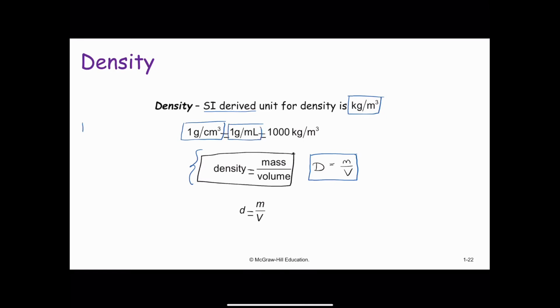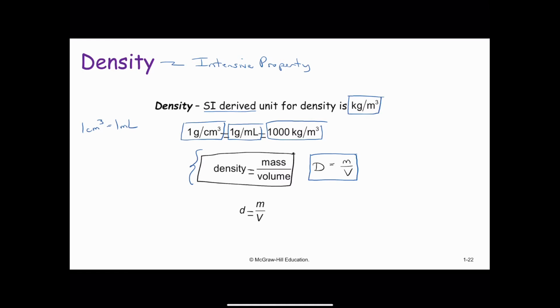And since 1 centimeter cubed is equal to 1 milliliter, you can see that 1 gram per centimeter cubed or 1 gram per milliliter is actually equal to 1,000 kilograms per meter cubed. It's also important to point out that density is an intensive property and it doesn't depend on the quantity of a substance that we have.